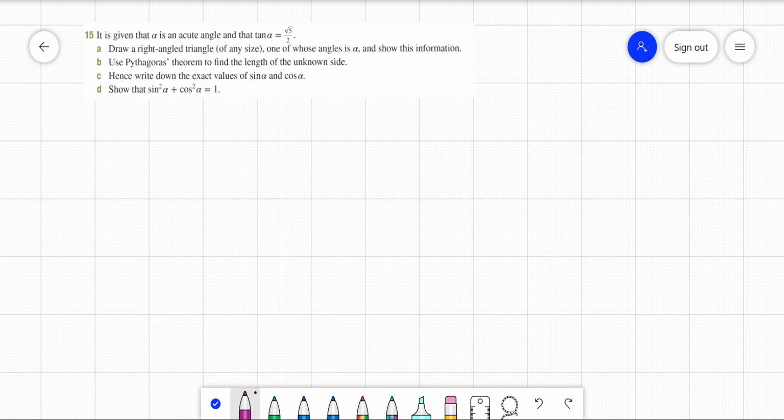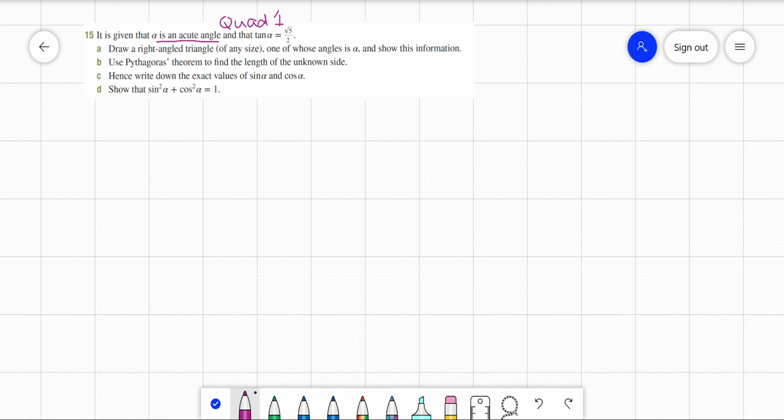So here it says alpha is an acute angle. All right, so straight away, if we know alpha is an acute angle, we know we're looking in the first quadrant. So quadrant 1. In quadrant 1, we know sine, cos, and tan are all positive, so that's very handy.